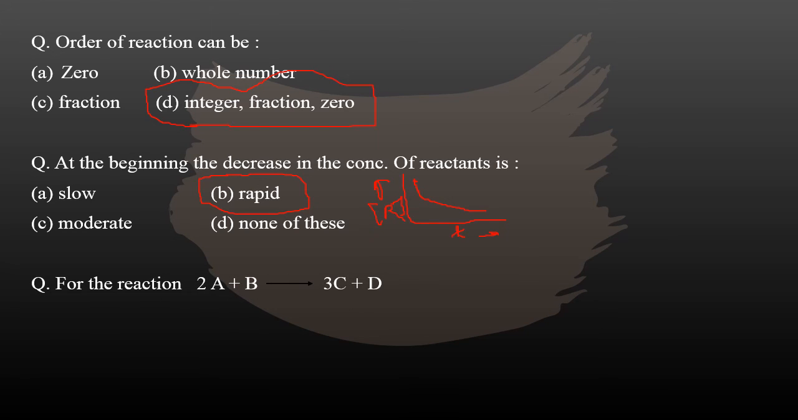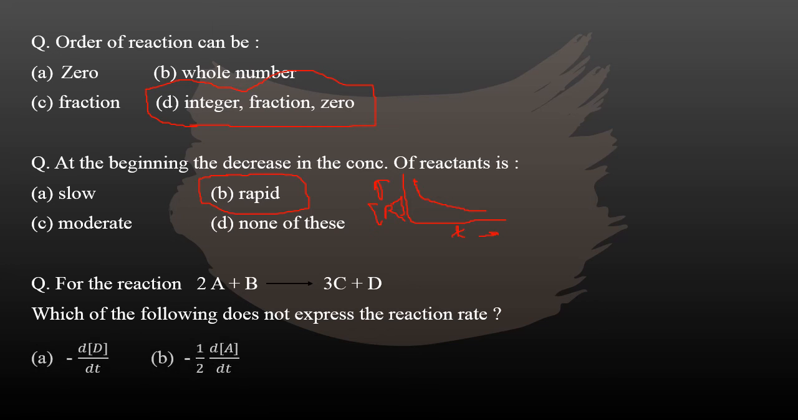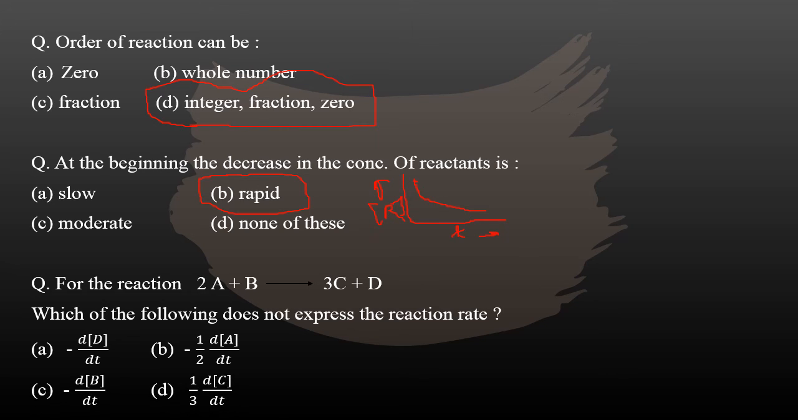Next question is for the reaction 2A plus B gives 3C plus D. Which of the following does not express the reaction rate? Options are option A minus d[D]/dt, option B minus half d[A]/dt, and option C and option D.